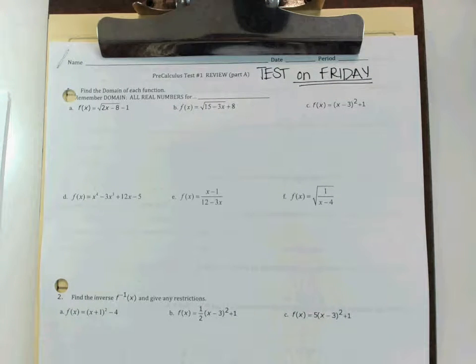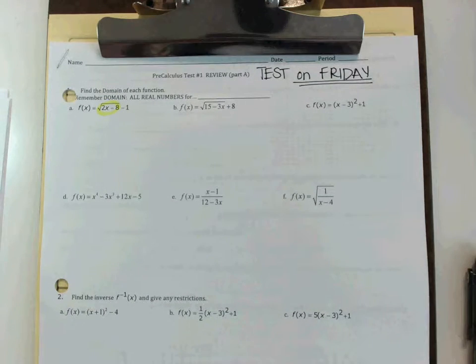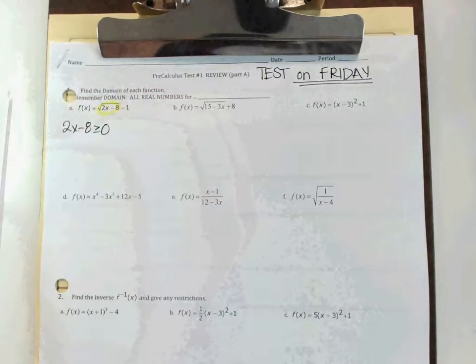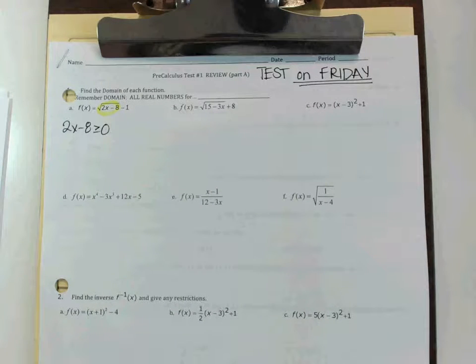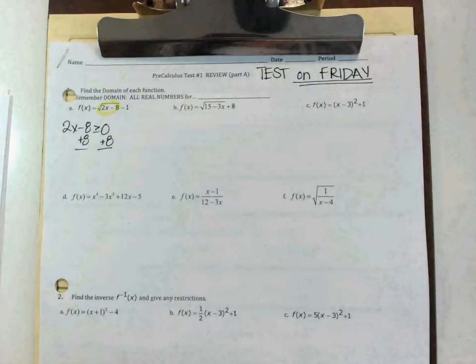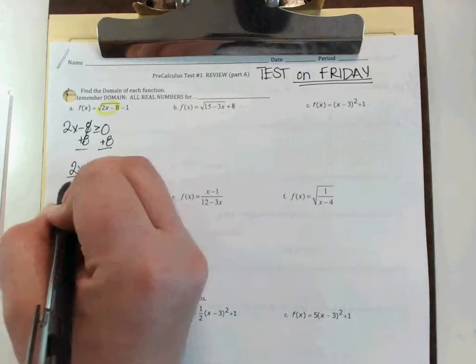What do you do if you have a square root? What can you not take the square root of? Negative. So you take the middle, greater than or equal to 0. Remember, you can't square root negatives, so the stuff under that has to be positive or 0. So what do we do first? Plus 8. So then we have 2x greater than or equal to 8. Last step, divide by 2. X is greater than or equal to 4.